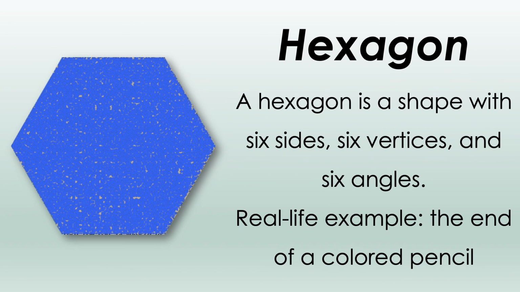Okay, the last shape I want to introduce you to is a hexagon. A hexagon is a shape with 6 sides, 6 vertices, and 6 angles. It looks like this. A real-life example of a hexagon is the end of a colored pencil. Isn't that cool?